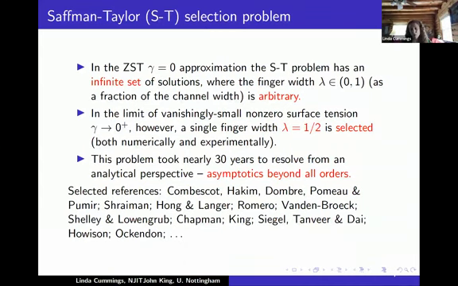And you see this both numerically and experimentally. Now, the problem of how this selection occurs mathematically took nearly 30 years to resolve, despite lots of very clever people working on it. And it relies on asymptotics beyond all orders. And here I'm showing you just a few of the key names who worked on this problem. This is just a list that I threw together quickly from memory, so I'm almost certainly missing some important names off. Apologies for any omissions.